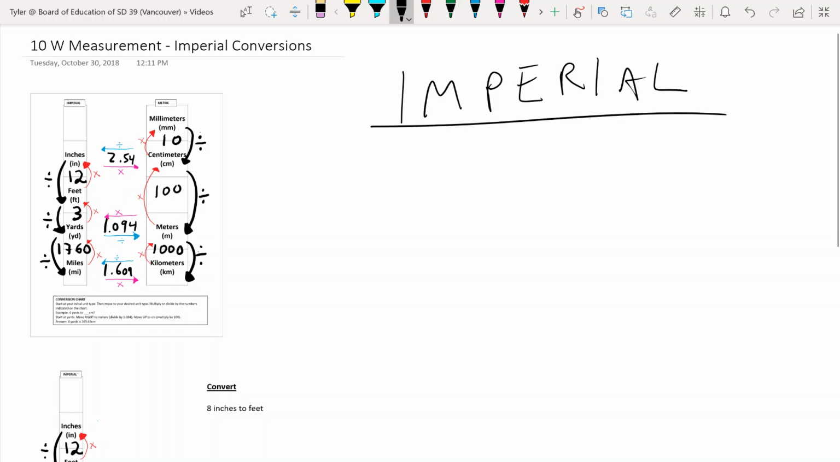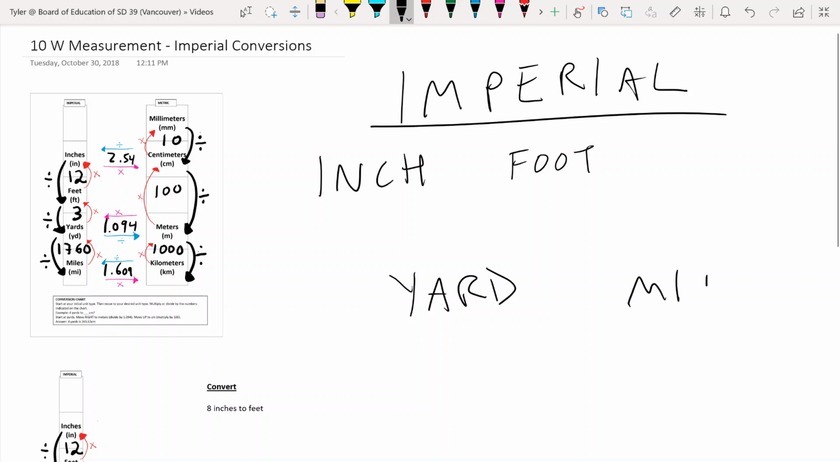All right. The imperial system uses 4 big ones that we're going to talk about for measuring distance. There's an inch, there's a foot, there's a yard, and there's a mile. Okay, inch is pretty small. It's about the size of your finger, like the first digit of your finger. A foot is 12 inches.